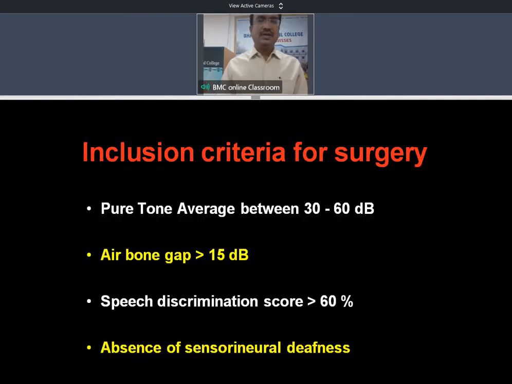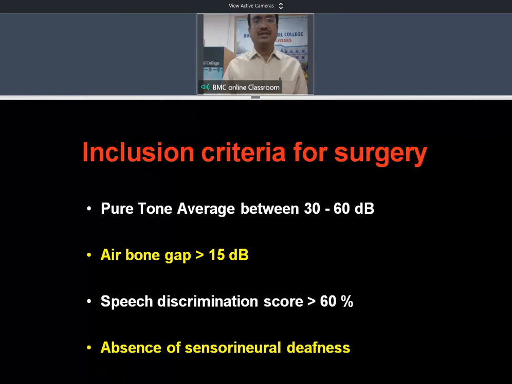So the main treatment for otosclerosis is surgical treatment. You have to remove the otosclerotic foci. You have to remove part of the stapes footplate, and you can use a prosthesis to connect the incus and the oval window. That is called stapedectomy or stapedotomy.